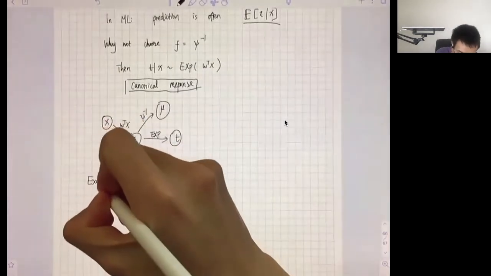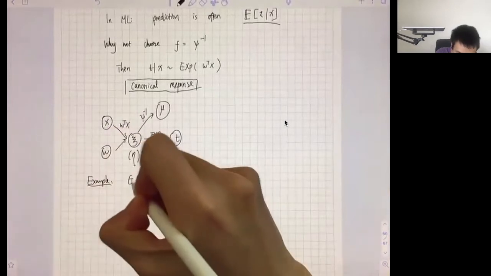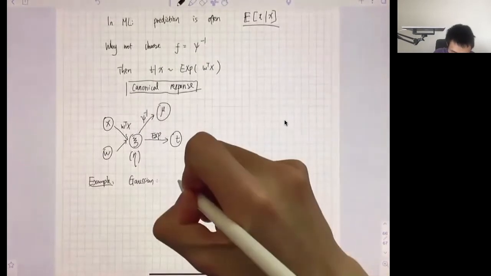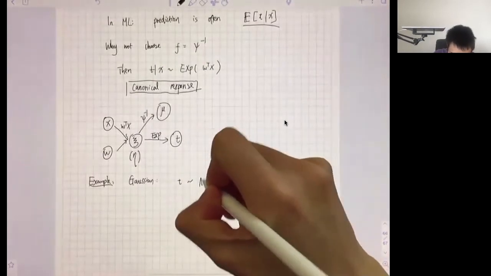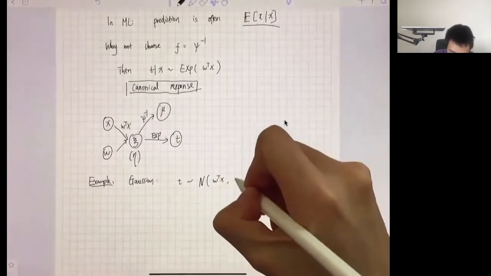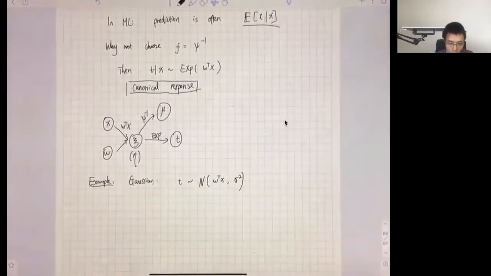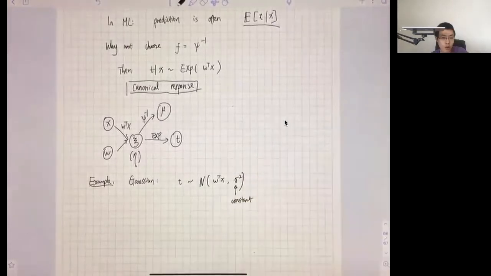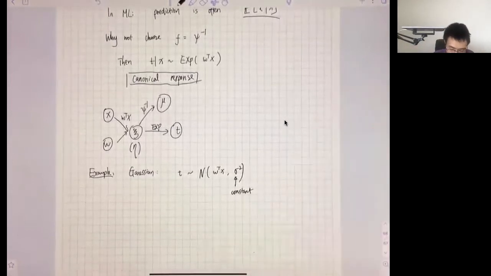Example: the Gaussian case. We assume that my target is sampled from a Gaussian distribution where the mean is W transpose X and the variance is sigma squared. This is my model assumption. The variance is a constant, right? You remember in the linear regression model, we don't make an assumption for the variance. We assume the variance is already there, but the true model itself is the linear or affine transformation, right?